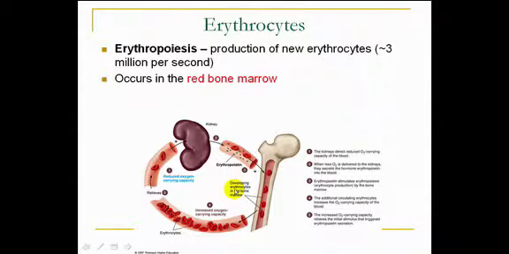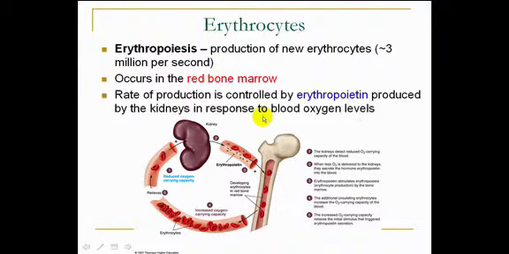So erythropoiesis is the process of producing new red blood cells. Because I told you red blood cells only live 120 days and then they're destroyed. So your body has to constantly be replacing those red blood cells that get worn out. So you're producing new red blood cells all the time. A statistic for you is they say you produce approximately 3 million red blood cells per second. And where erythropoiesis occurs is in the red bone marrow. The rate at which you produce red blood cells is controlled by a hormone called erythropoietin.